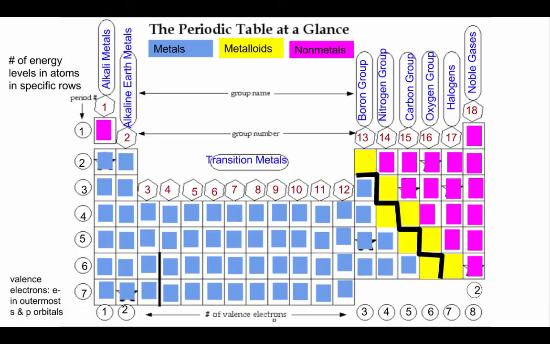So just by glancing at this, you should be able to tell a group number, figure out a group name, and how many energy levels are in a particular atom of a particular element. Along the bottom, how many valence electrons, and where the metals, the nonmetals, and the metalloids exist. And we'll practice a lot with this stuff, so do not fear. And we'll talk more about this in class.